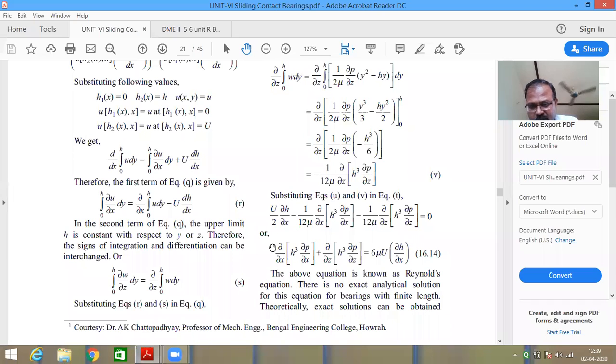In tomorrow's lecture, we will see how this Reynolds equation is further used in the analysis of the sliding contact bearings. One minute is left, guys. Hope you must have understood today's lecture.